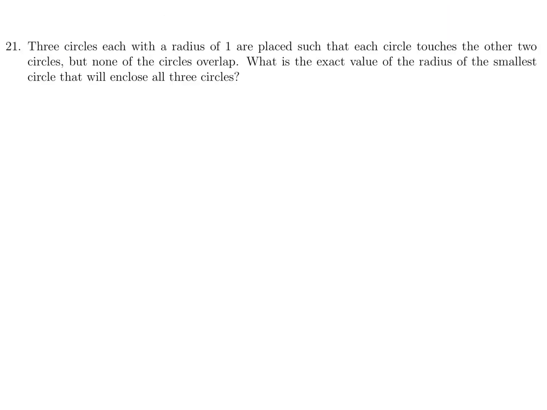3 circles, each with radius 1, are placed such that each circle touches the other 2 circles, but none of the circles overlap. What is the exact value of the radius of the smallest circle that will enclose all 3 circles? So in a very crude way, let me just draw this. Something like this, right? And then we want the smallest circle that encompasses all 3 of these guys. So something like this. Okay.